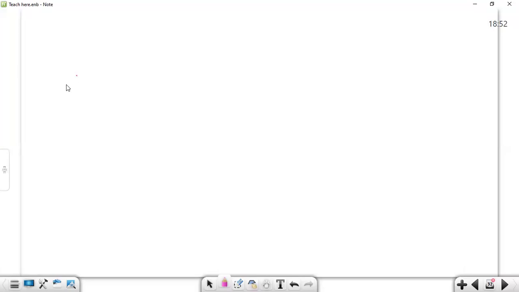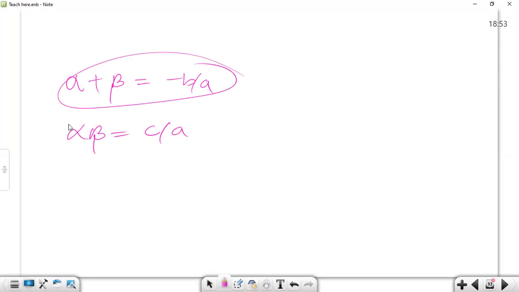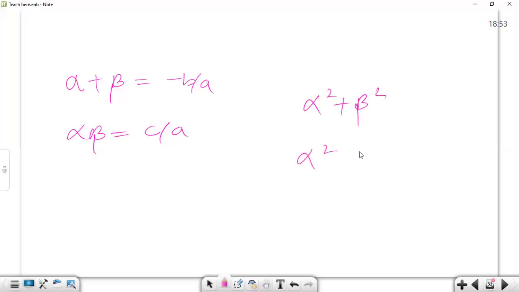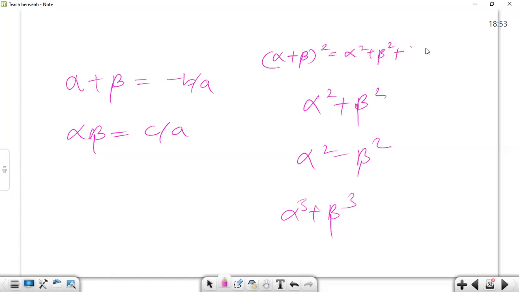What we know about the roots of a quadratic equation is the sum and the product. By using these two only, we are going to find alpha square plus beta square, alpha square minus beta square, alpha plus beta, alpha cube plus beta cube, all these. How will we do so? We will use our identity knowledge that alpha plus beta whole square is alpha square plus beta square plus 2 alpha beta. What we do not know here is alpha square plus beta square; we know alpha beta.